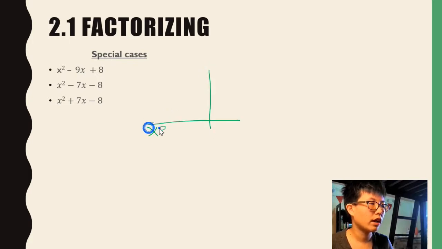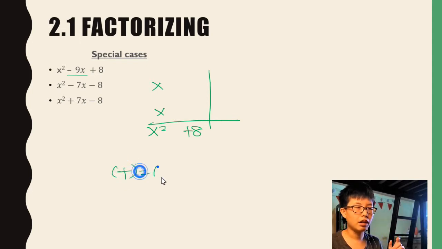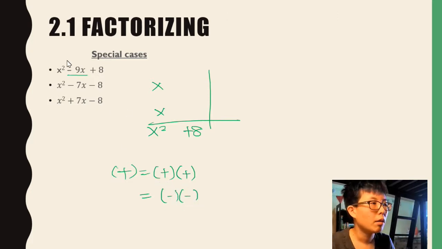So we have x squared and we have positive 8. So we have x and x. So positive 8, and we're trying to get a negative number here. So remember that positive numbers can be either made by a positive number multiplied by a positive number, or a negative number multiplied by a negative number. But we want to get a negative number here, so we're obviously not going to do positive positive. We're going to do negative 8 and negative 1.